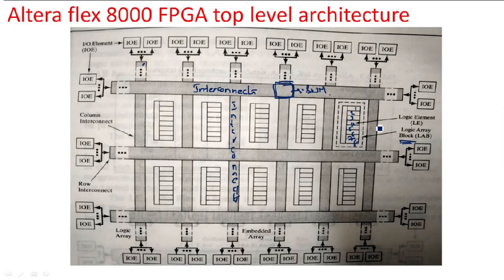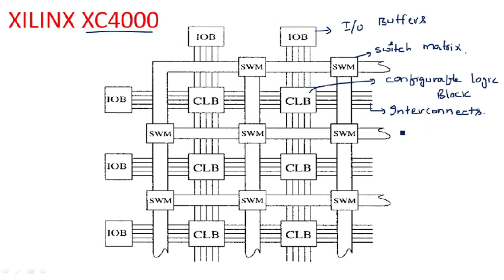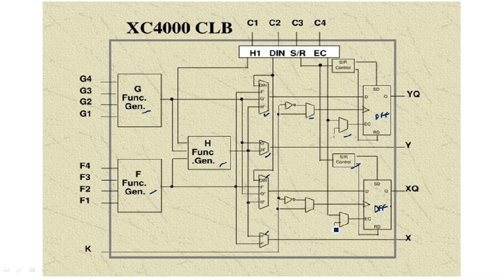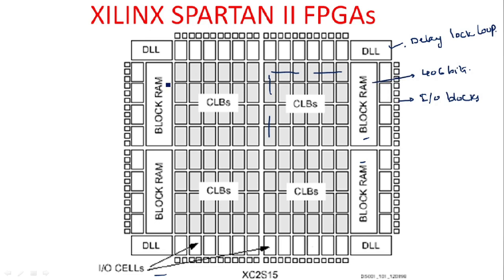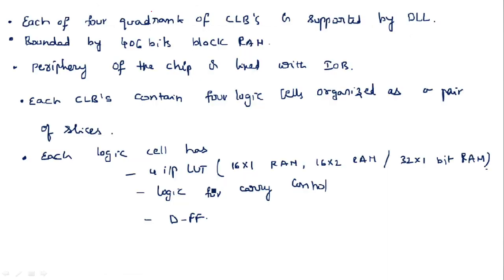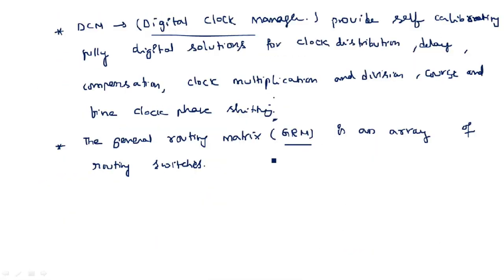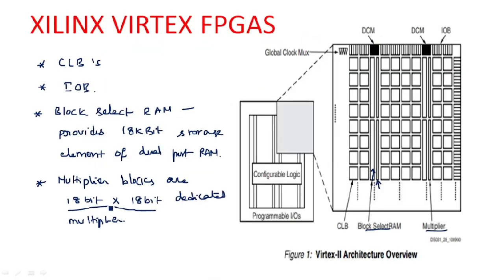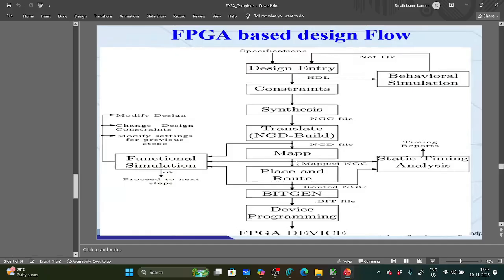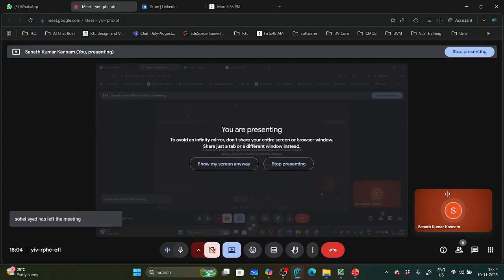So this is the basic architecture of the Altera family, and next the Xilinx family. It consists of CLBs, switch matrix, and IO buffers. All of this will be there. This is the XC4000 CLB. This is the architecture of the Xilinx Spartan FPGA. Like this, you have the Virtex FPGA as well. This is about FPGA. So we covered it. One second.